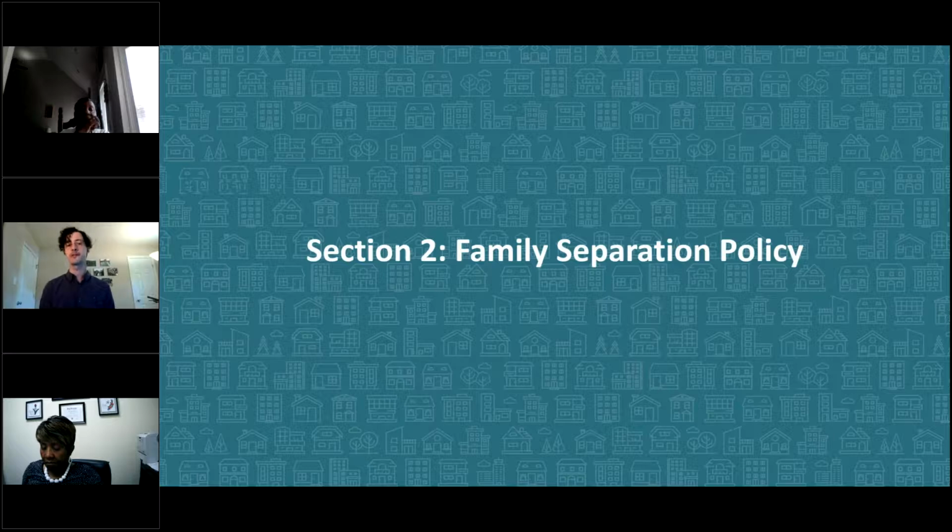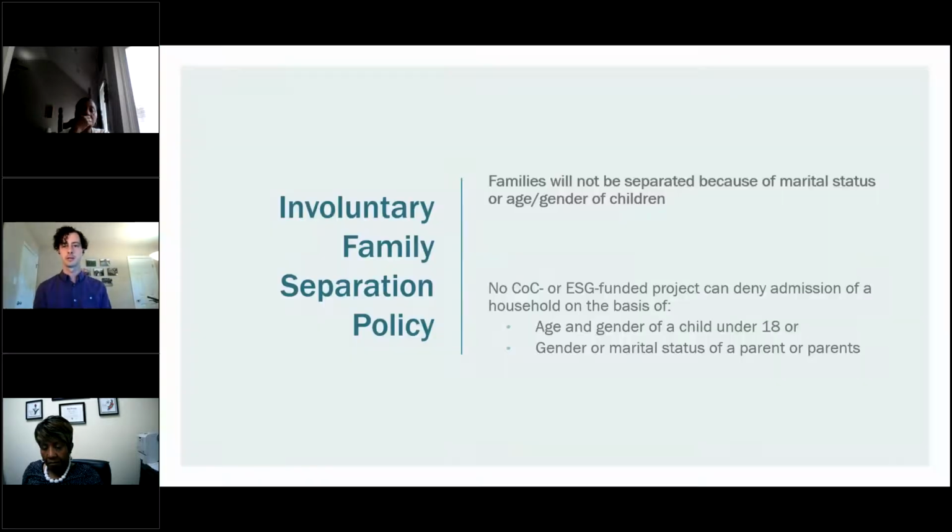Section 2, we have the family separation policy. This rule pertains to both shelters and permanent housing projects. However, we really most often see this problem with shelters. Family shelters often have rules in place that prohibit families with male children that have reached adolescence to stay at the shelter, or require that the male child be placed somewhere else for the rest of the family to stay.